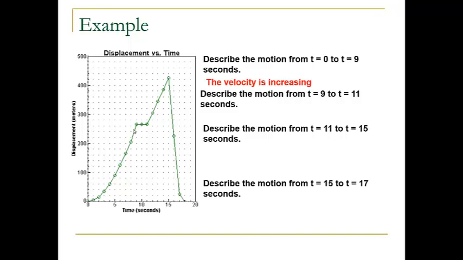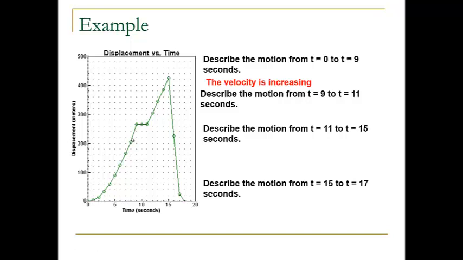You can also look at your slope. It's also positive, so that tells you that you're moving in a positive direction. Whenever we look at a graph, if you're moving away from the origin, that's going to be your positive direction. If you're moving towards the origin, it's going to be a negative direction.